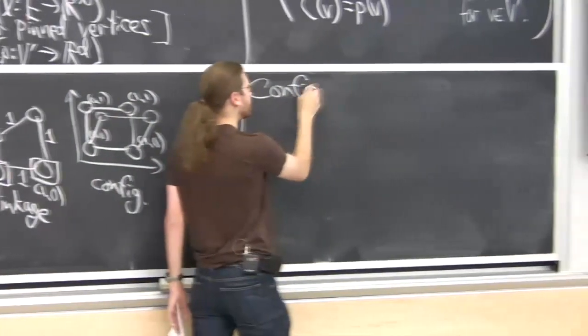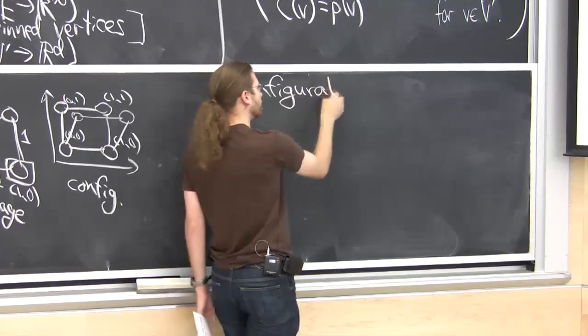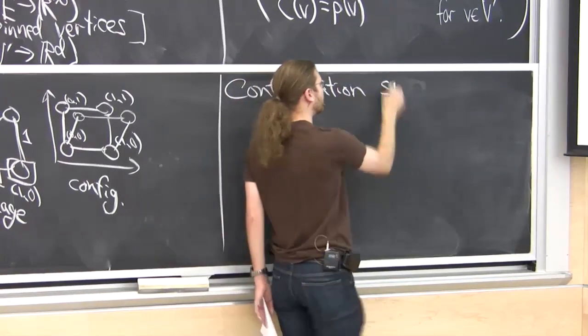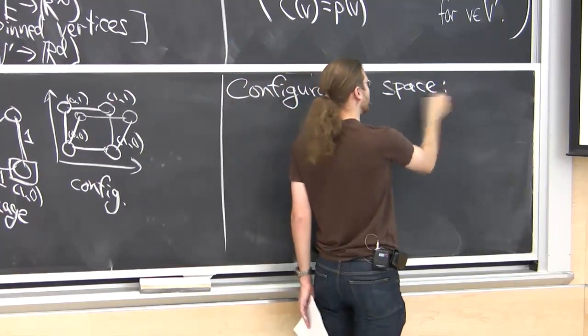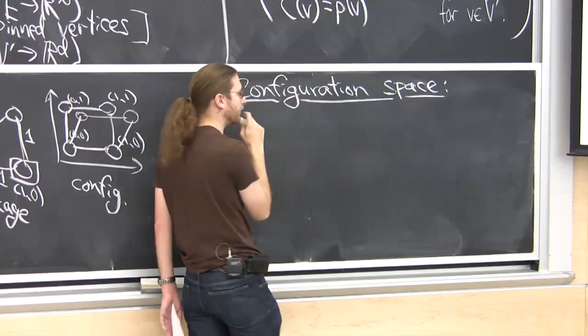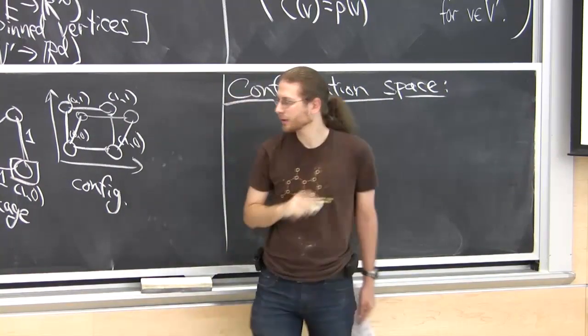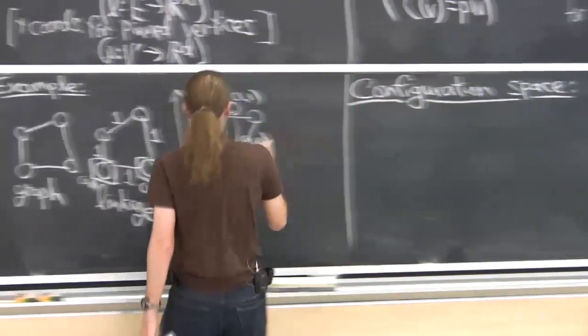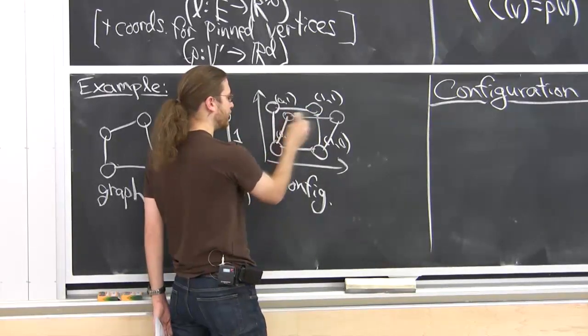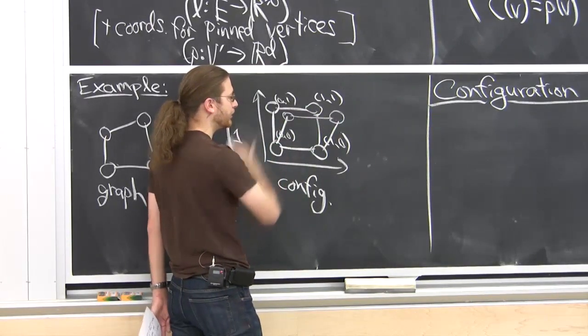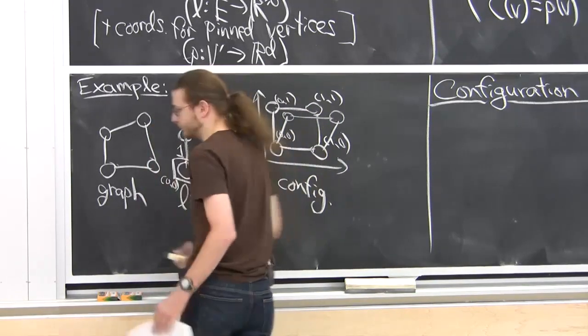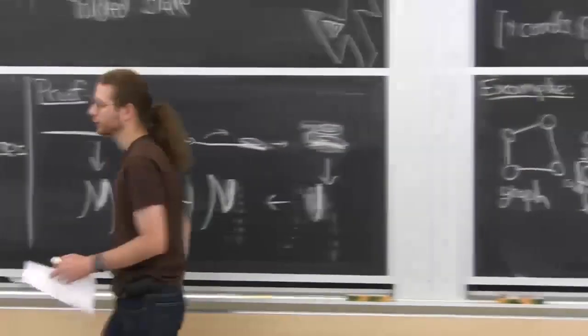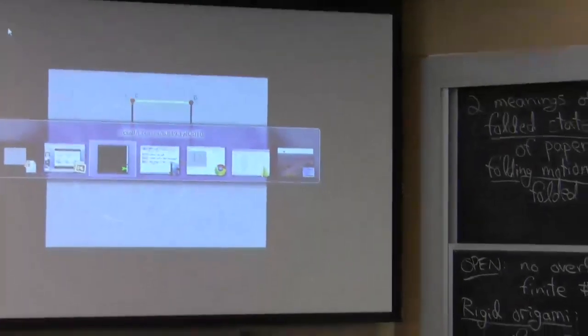We call that the configuration space. Configuration space is the set of all configurations. So it has one thing for the square, has one thing for this particular parallelogram, and there's that whole picture. Why don't I show you graphically what it looks like.